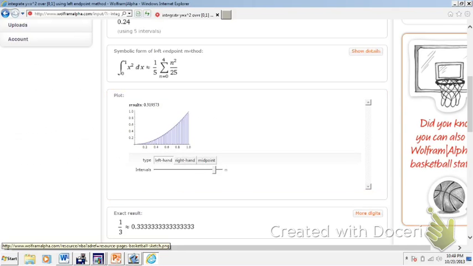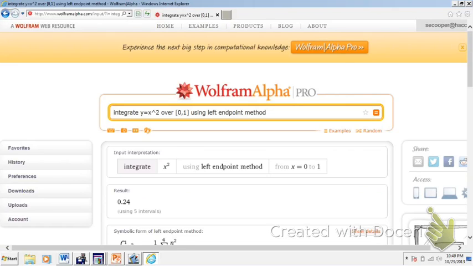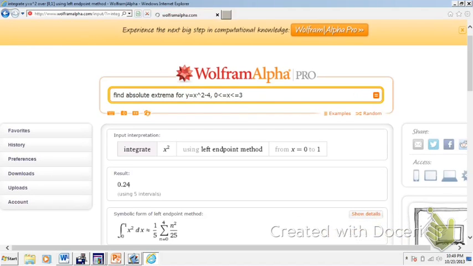So I typed in find absolute extrema of a certain function. Find absolute extrema for y equals x squared minus 4, and then I wrote 0 is less than or equal to x, less than or equal to 3. So we're finding absolute extrema over those bounds. Just hit enter. And what's neat about this is it not only should tell you the answer, it usually shows you how to do it.